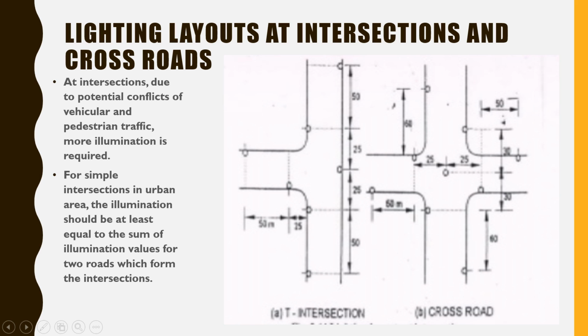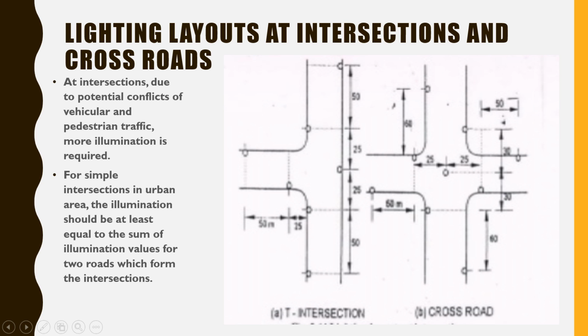At intersections, due to potential conflicts of vehicular and pedestrian traffic, more illumination is required. We will need more light at intersections. For simple intersections in urban areas, the illumination should be at least equal to the sum of illumination values for the two roads which form the intersection. So here, as you are seeing, the distance is 25 meters, and here it will be 50 meters distance. Like that.